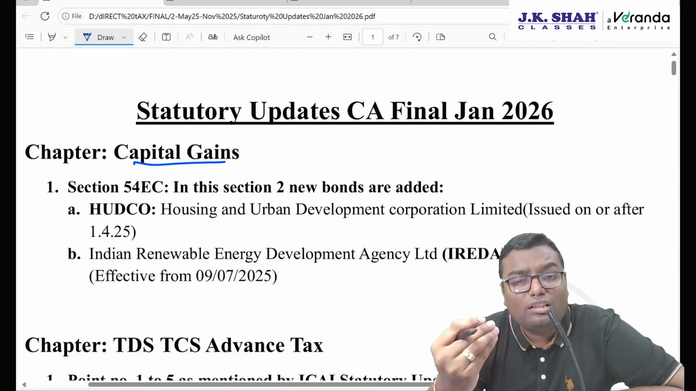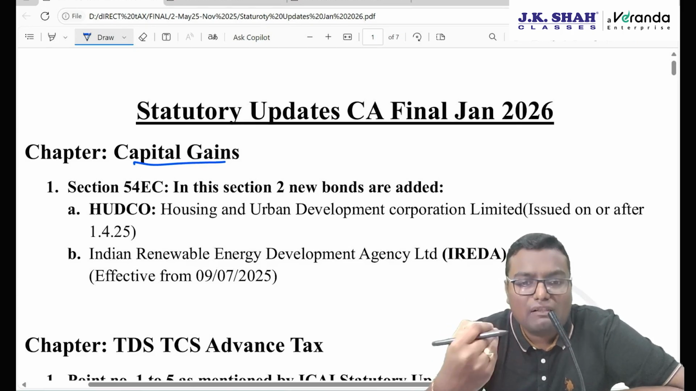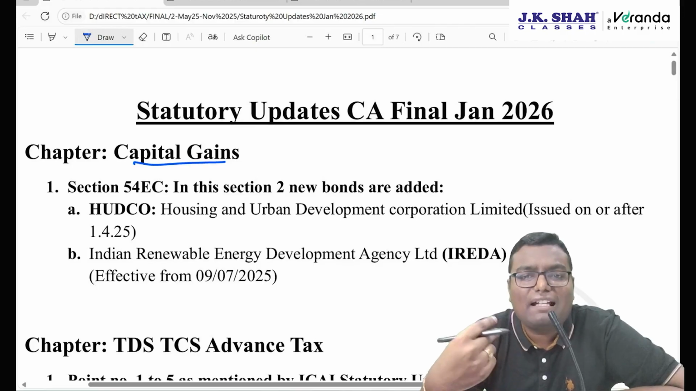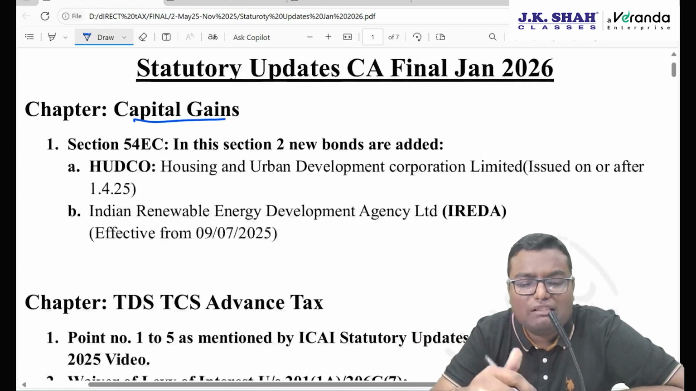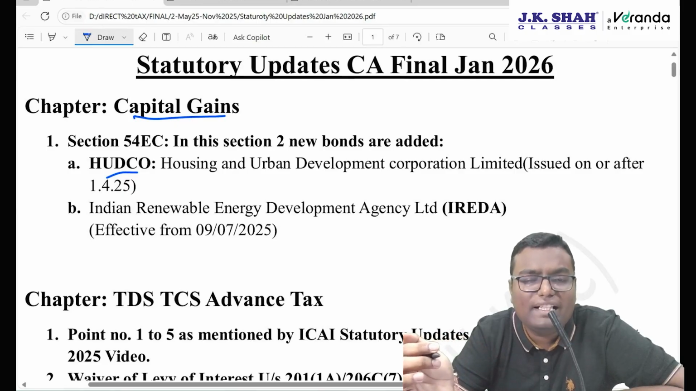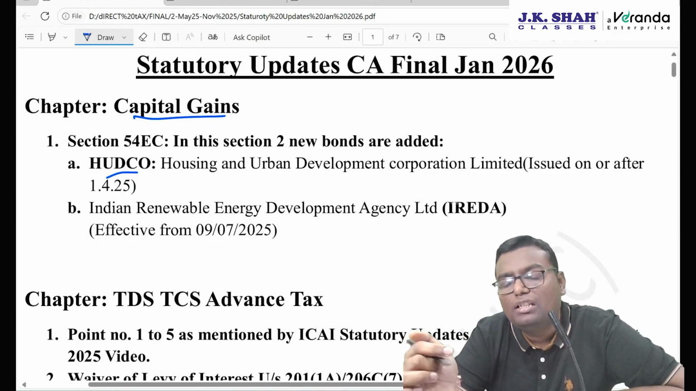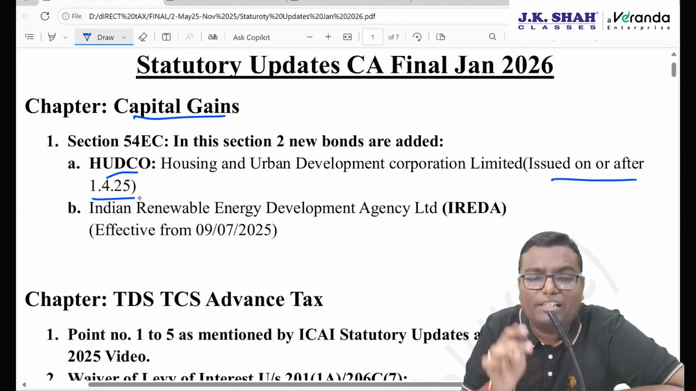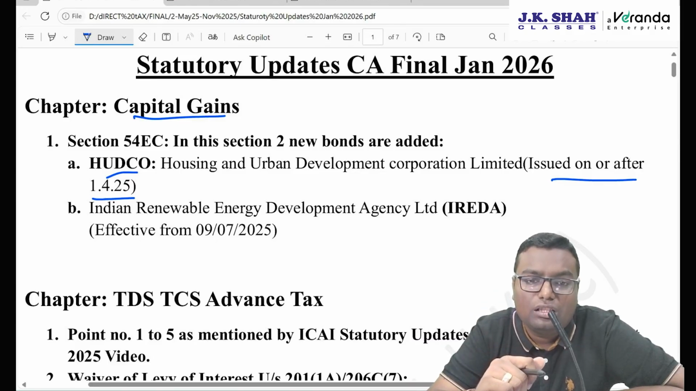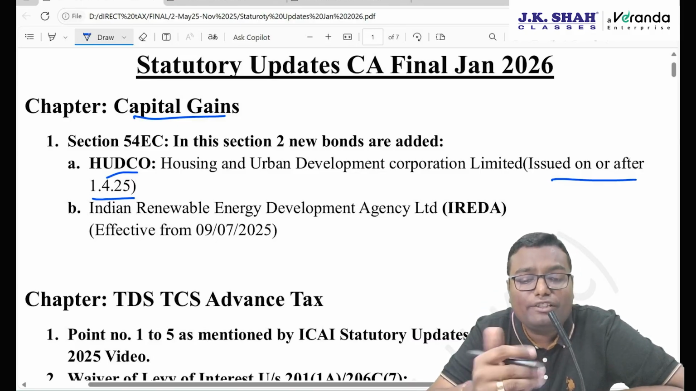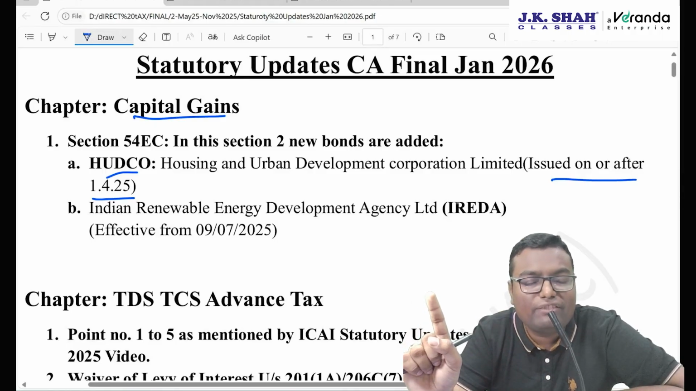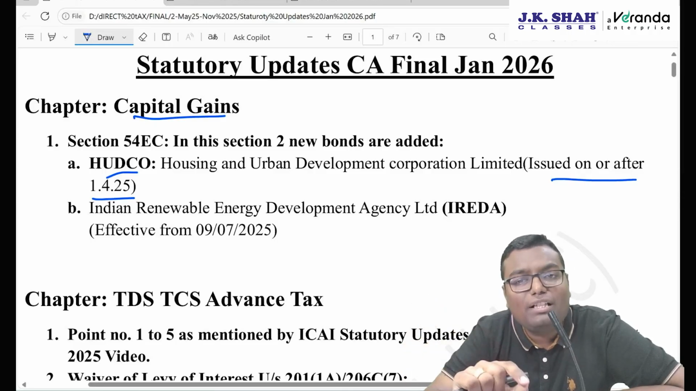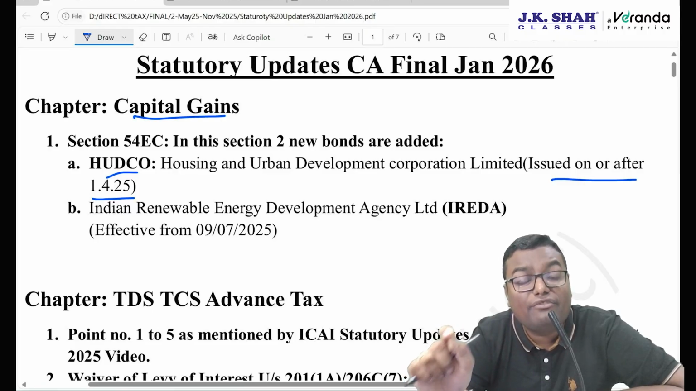Now in this particular list of bonds, two more bonds are added. Two new bonds are added over here. The first one is HUDCO, Housing and Urban Development Corporation Limited, which is issued on or after 1st April 2025. So if the bond is issued prior to 1st April 2025, that bond is not eligible for 54EC exemption. But if the bond is issued on or after 1st April 2025, it is eligible for 54EC exemption.